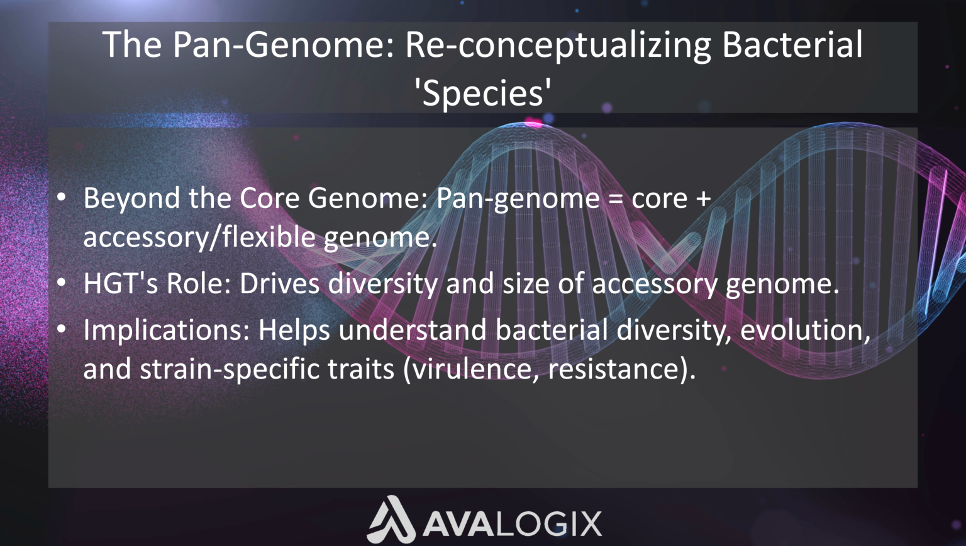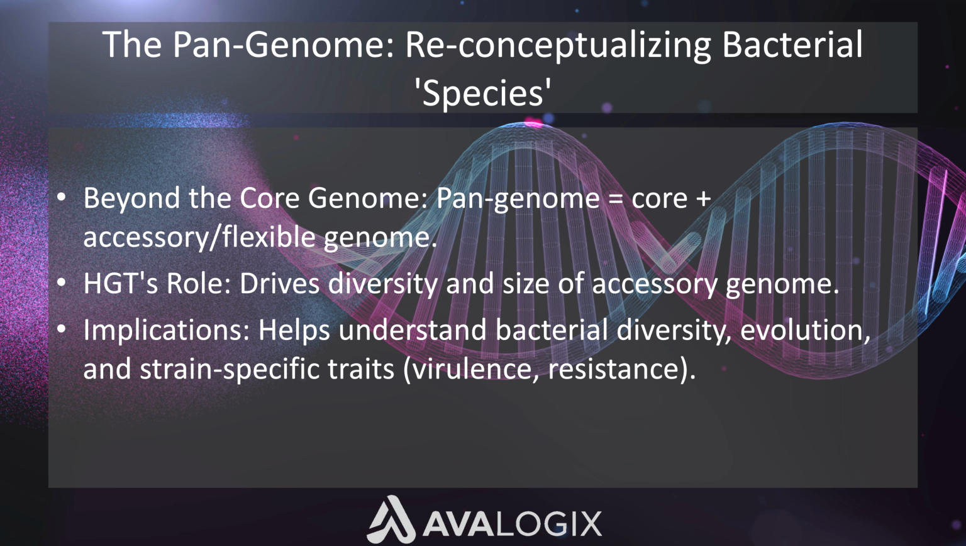The core genome. These are the genes shared by all strains within a species. These typically encode essential housekeeping functions and define the species' fundamental biology. The accessory genome, or flexible genome. These are the genes present in only some strains, or even unique to a single strain. This accessory genome is where HGT plays its dominant role.